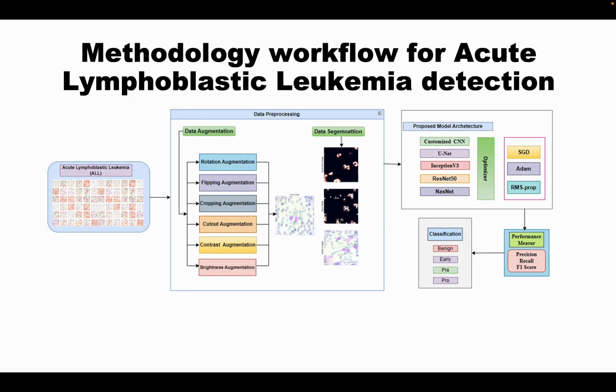This is our methodology workflow. First we import our dataset, then we apply various data augmentation like rotation, flipping, cropping, cutout, contrast and brightness adjustment. Then we apply data segmentation using the UNet model. Then we apply customized CNN, Inception V3, ResNet 50, and NASNet models. Then we use SGD, Adam, and RMSprop as optimizers, and precision, recall, and F1 score as performance measures.